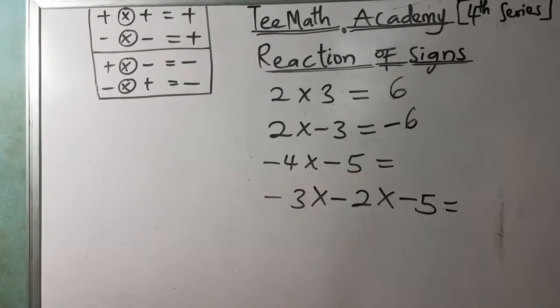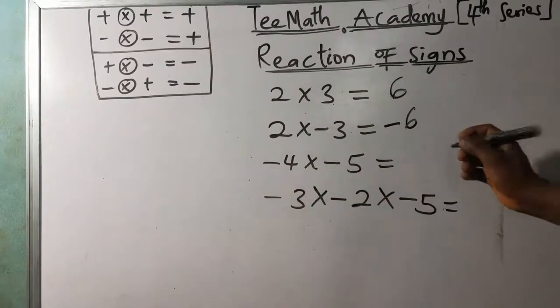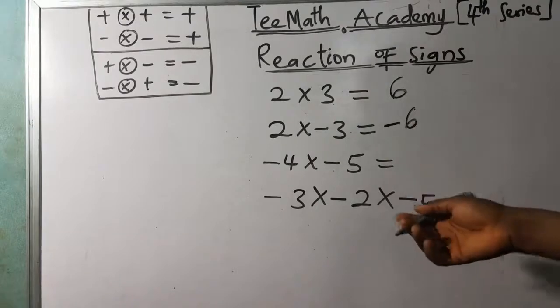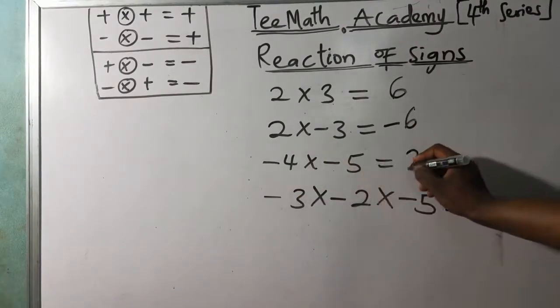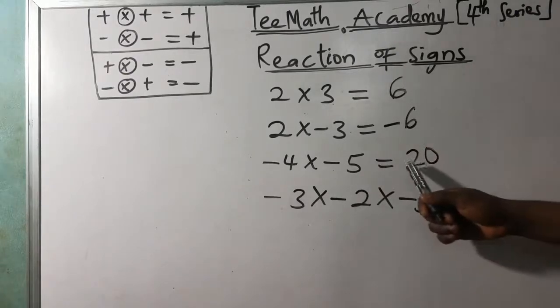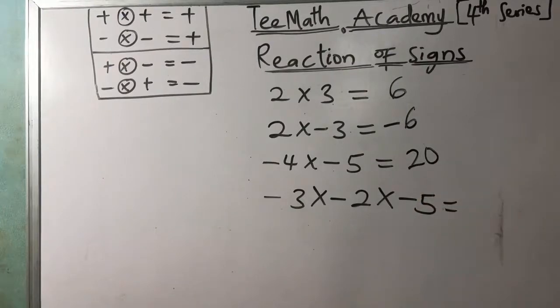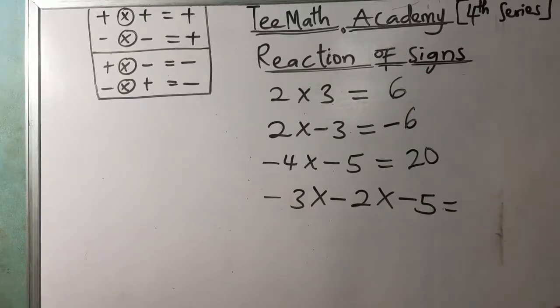We have minus 4 times minus 5. Minus times minus, the same sign, gives you plus. So that is plus, then 4 times 5 is 20. For a positive number, we don't really write the sign together with it, so it remains as 20, meaning that it is positive. I may not write the plus there.